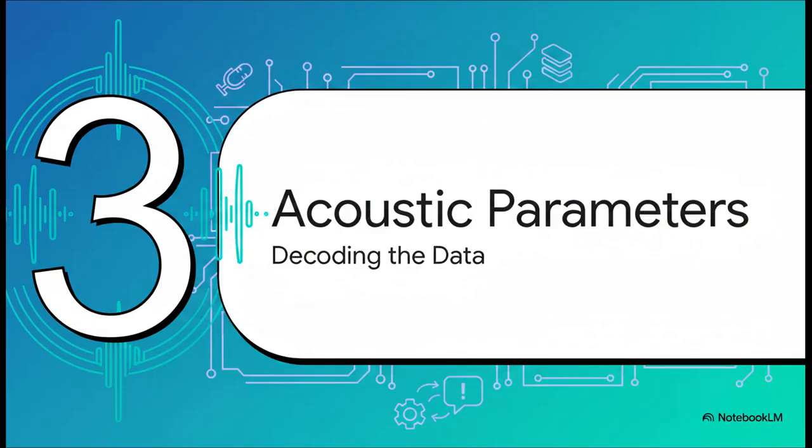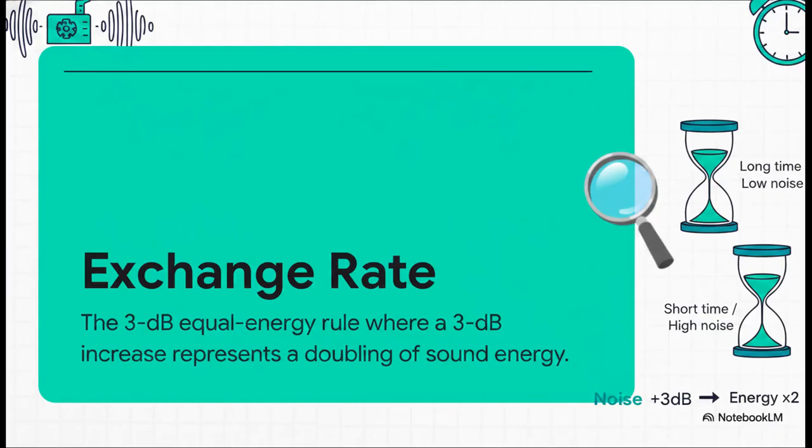All right, Section 3, decoding acoustic parameters, or making sense of all this data. Now, the absolute key to noise measurement is understanding the exchange rate. In most international standards, we use a 3 decibel exchange rate, which is also known as the equal energy rule. So here's what that means in plain English. Every single time noise increases by just 3 decibels, the physical sound energy essentially doubles. Crazy, right? This means workers can accumulate the exact same, potentially damaging noise dose by being in slightly lower noise for a long time or slightly higher noise for a much shorter time. If a machine gets just 3 decibels louder, a worker's safe exposure time is literally cut in half.